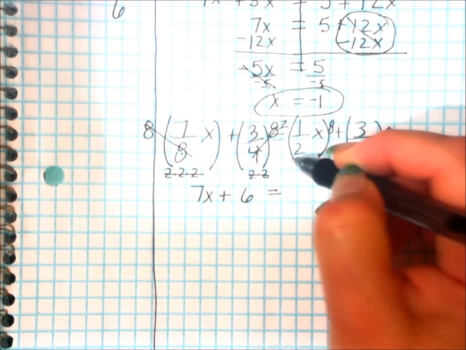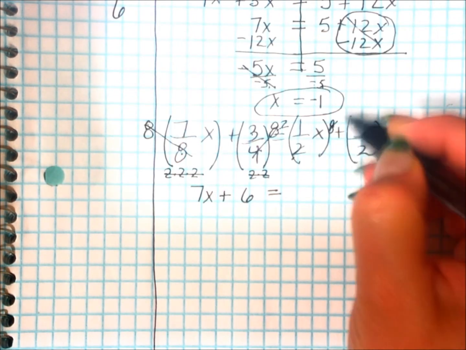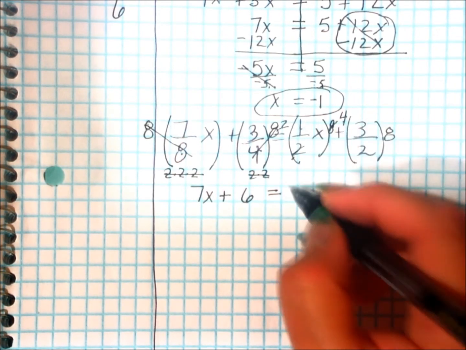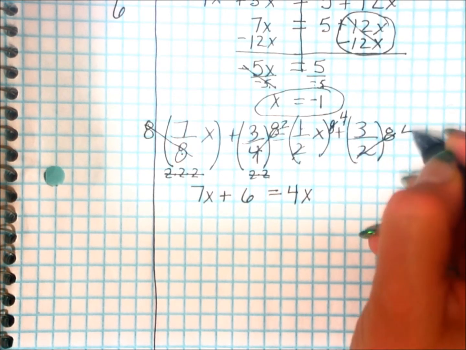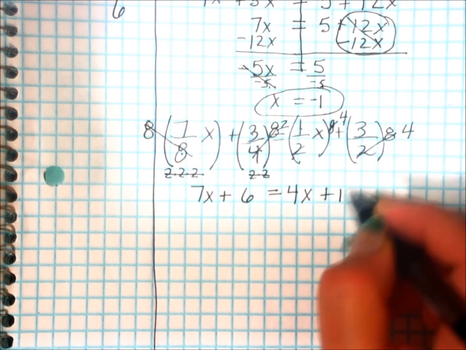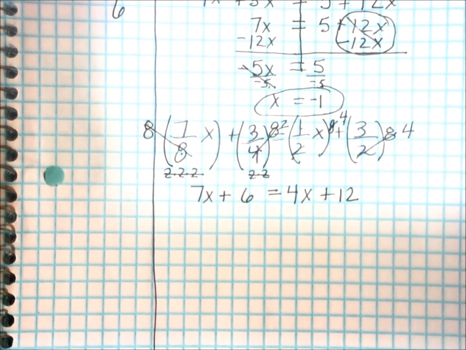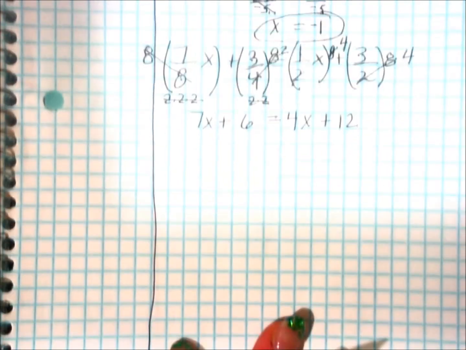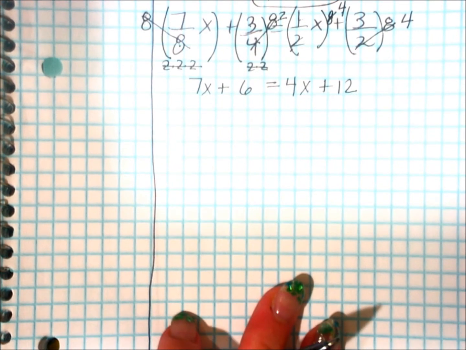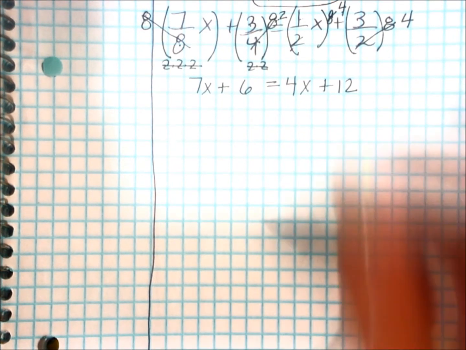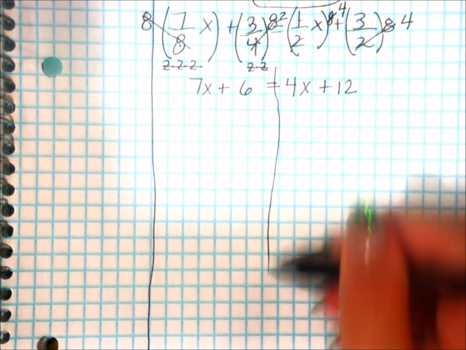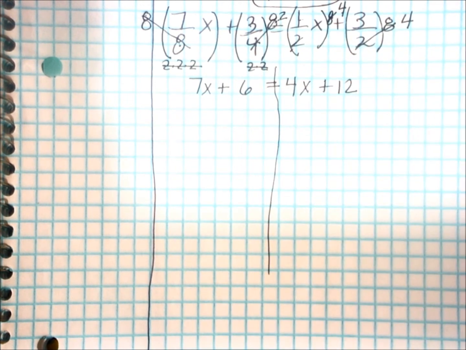Here, 8 divided by 2 is 4, and 4 times 1 is 4x. Here, 8 divided by 2 is 4 times 3 is 12. And now I've taken away that one thing that may give you a little bit of worry in a problem, and we don't like when we have to struggle. So, draw my line, and we go through our steps.